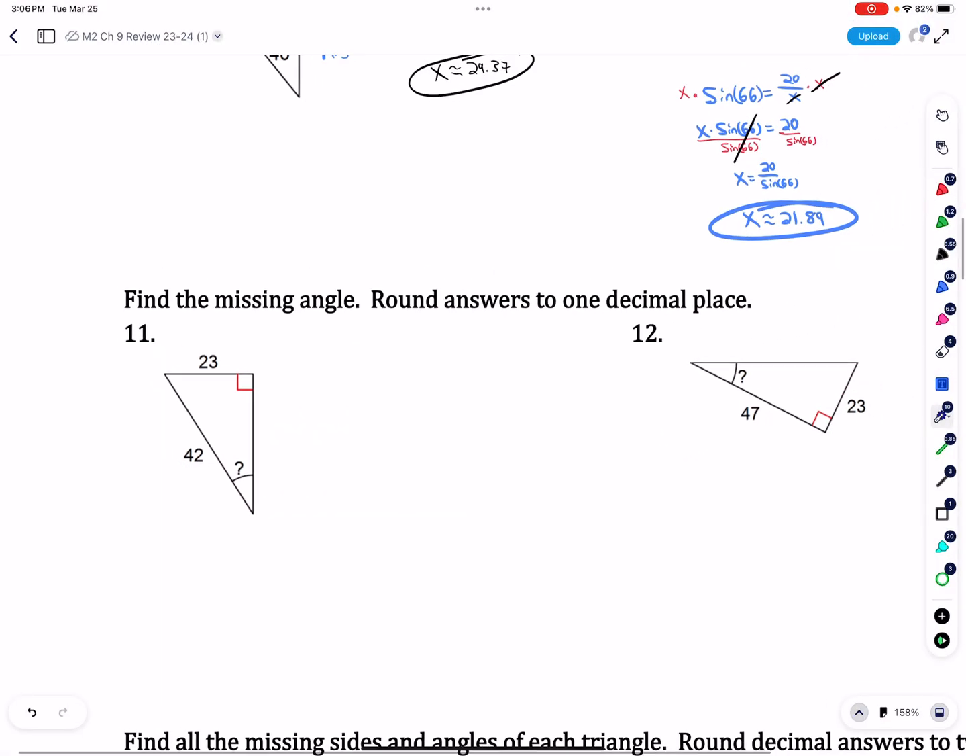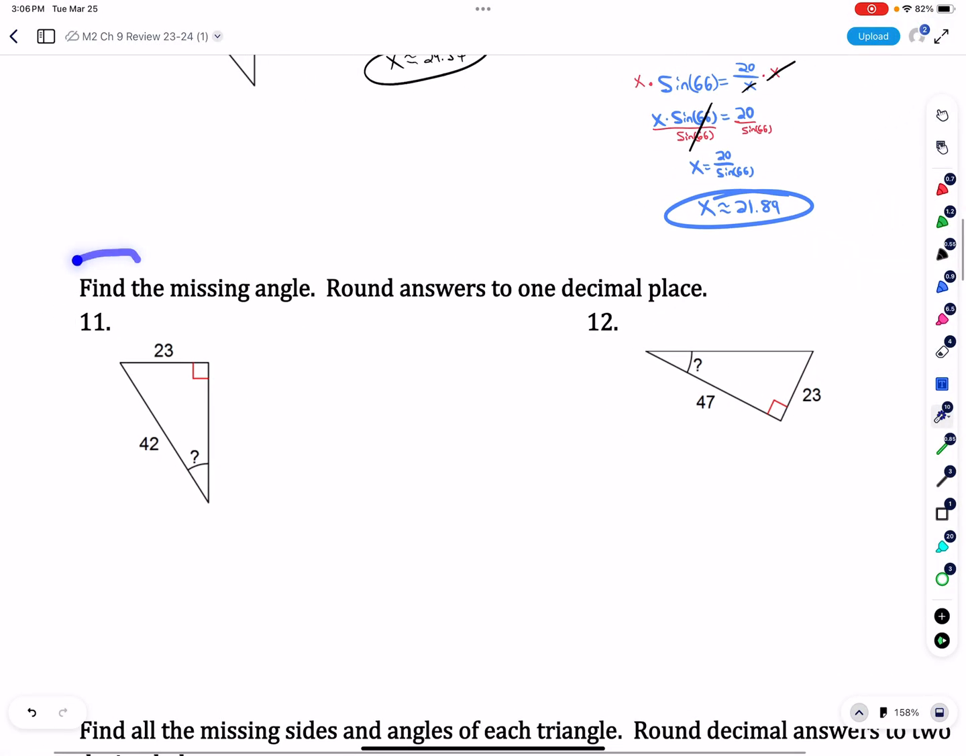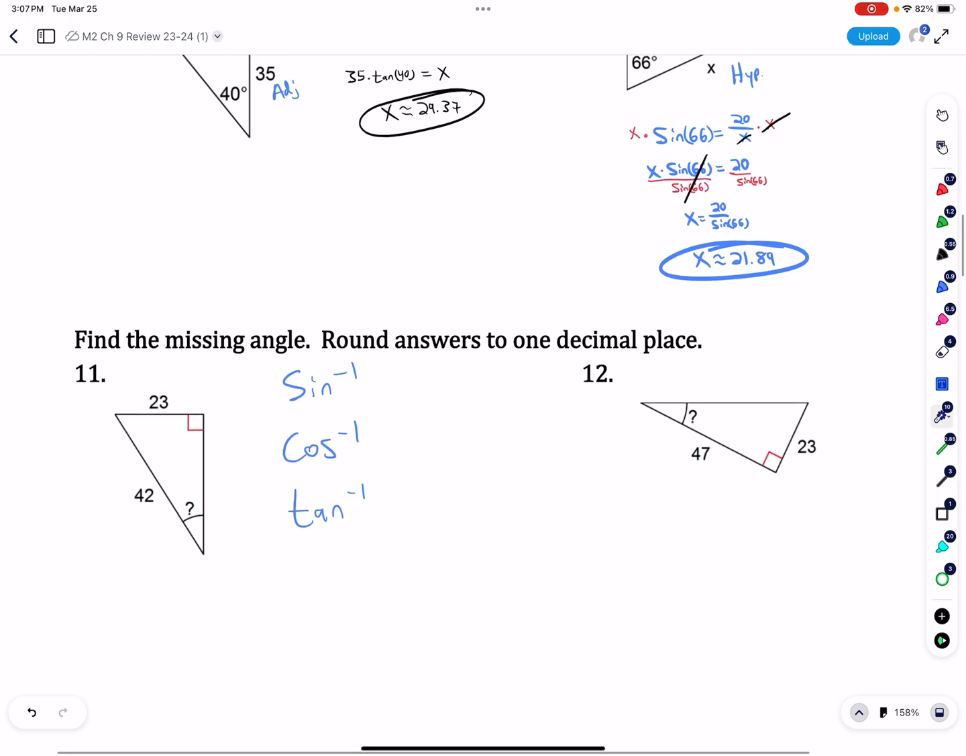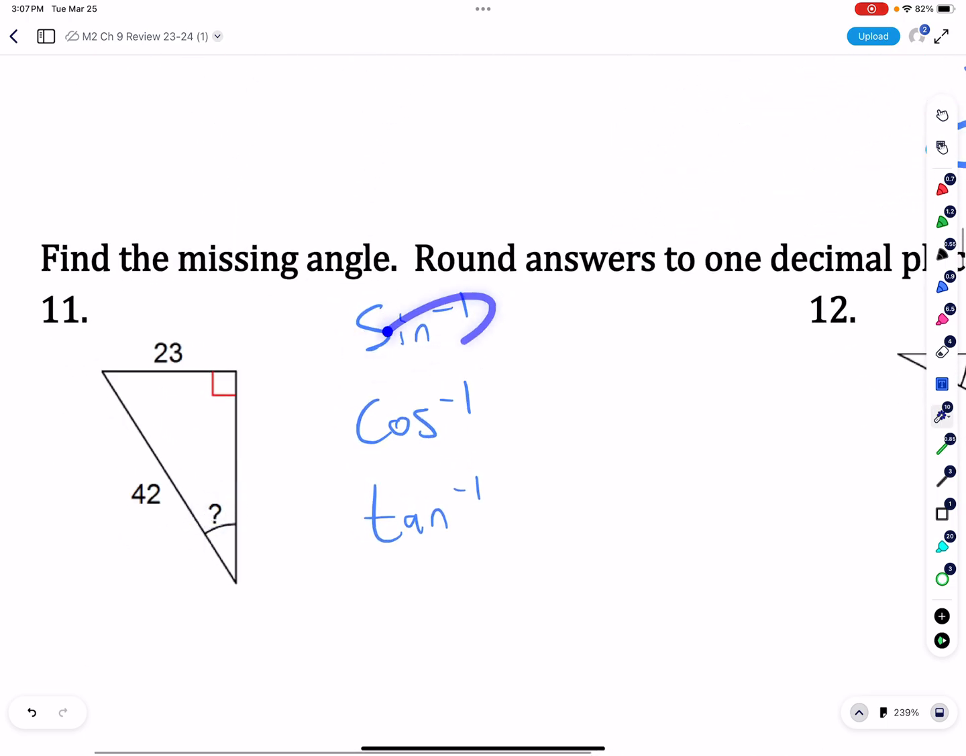Okay, so now when we are to find a missing angle, that's our clue that we have to use either sine⁻¹, cosine⁻¹, or tangent⁻¹, because this means it's the opposite. We use normal tangent and sine up here to find a side, but now we are trying to find an angle, which means we've got to kind of do the opposite. So now I have to determine which one of these three I will use.